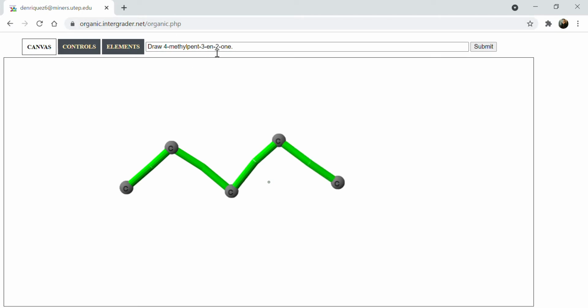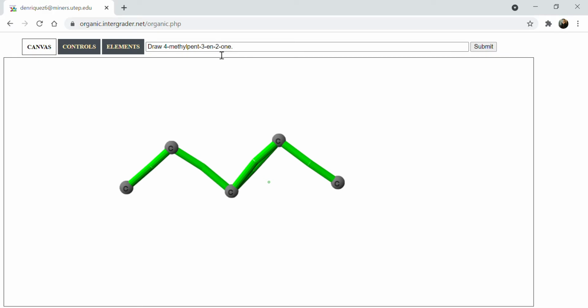Okay, here's another drawing one. So I'm going to start with what I know. Pent, so 5 carbons again. We have a double bond specified by the "en" at the 3 position. 1, 2, 3. We have a ketone, so at the 2 position, we're going to have that oxygen double bonded.